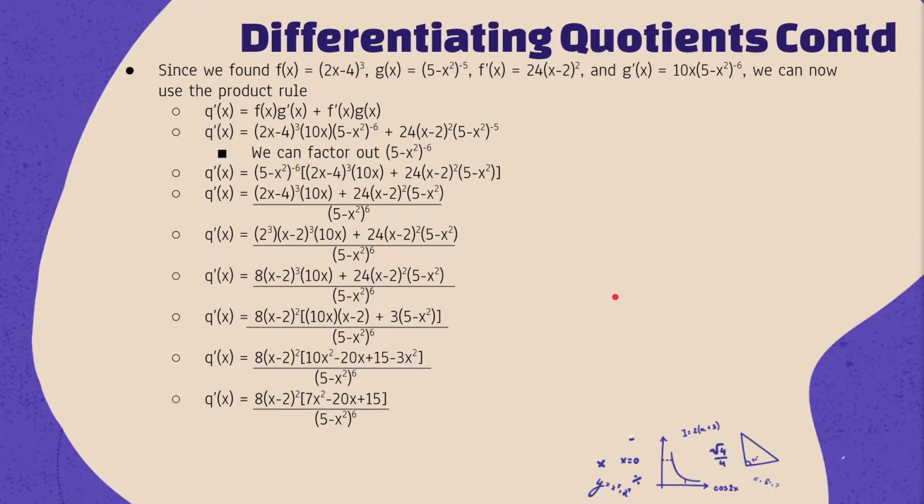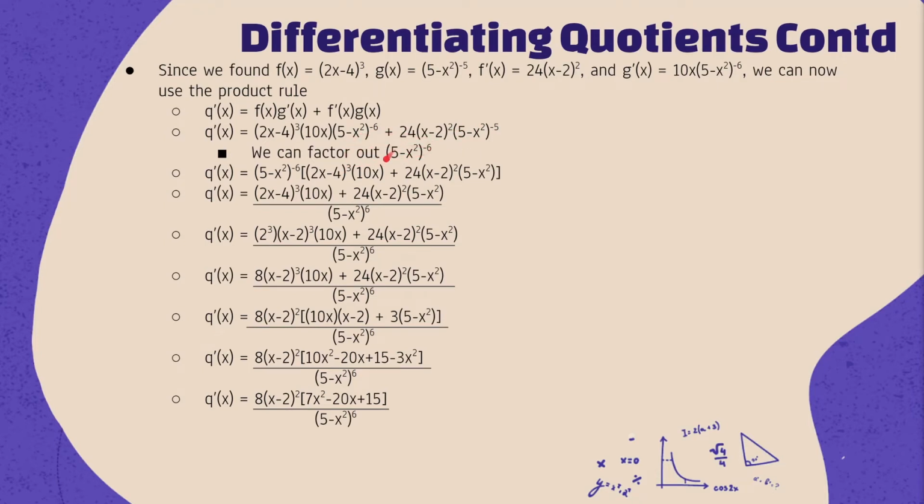So now that we have found f of x, g of x, f prime of x, and g prime of x, we can put them all together into the product rule. And so, plugging every value in, we get this long expression here. Luckily for us, again, we have two of the same terms, right? 5x squared, 5x squared over there. So we can factor out.